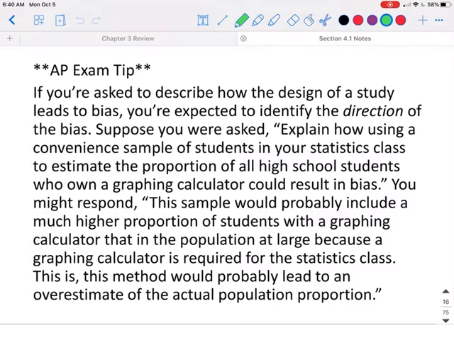Suppose we were asked, explain how using a convenient sample of students in your statistics class to estimate the proportion of high school students who own a graphing calculator could result in bias. You might respond, this sample would probably include a much higher proportion of students with a graphing calculator than the population at large, because the graphing calculator is required for the statistics class. This method would probably lead to an overestimate of the actual population proportion.